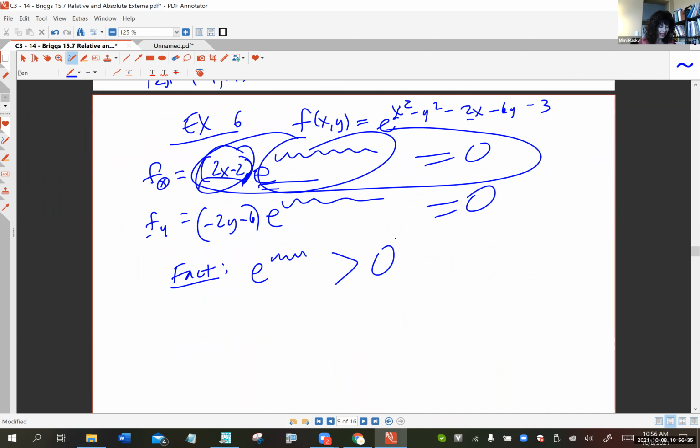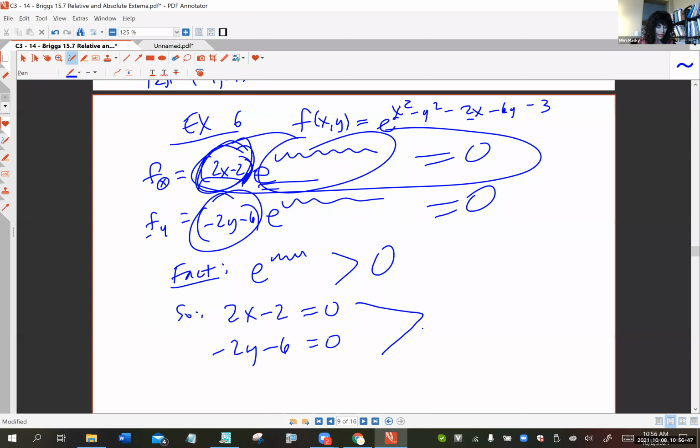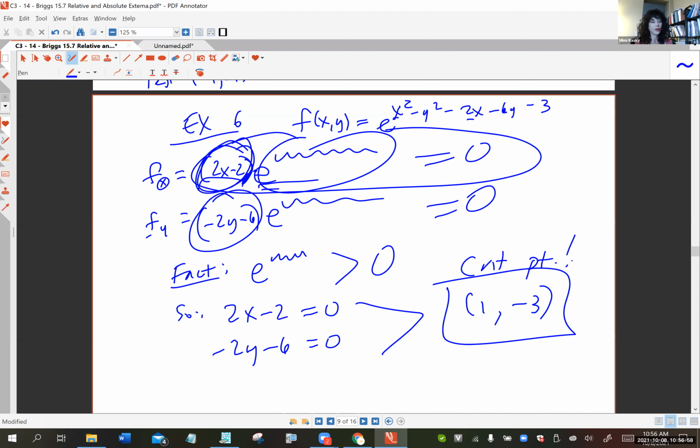Since that's the case, we can basically say, well, then 2x minus 2 equals 0. And then for the other partial, the negative 2y minus 6 equals 0. And when we solve for x and y for these two little equations, I get that x is 1 and y is negative 3. So it turns out we've got a critical point, folks, and it's just one critical point.